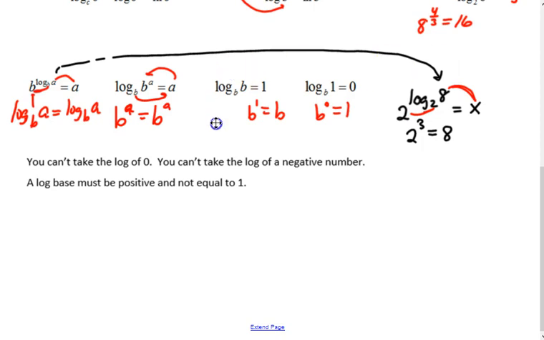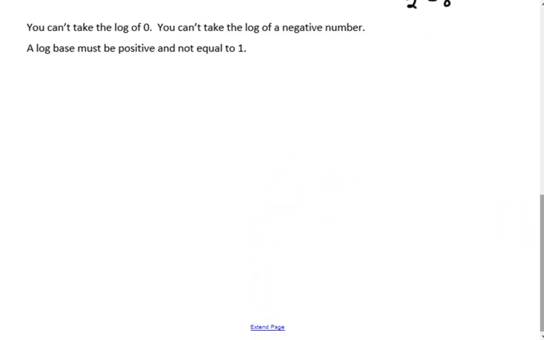A couple other things to remember is that you can't take the log of 0. You can't take the log of a negative number. There's no way to raise a base to any power and get 0, a positive base, or get a negative number. A log base must be positive and must not equal 1. If you want to know why it can't equal 1, I'll tell you. If not, just shut off the video and I'll stop here. But if you're interested, listen for a couple more minutes. Nothing I'm going to test you on.